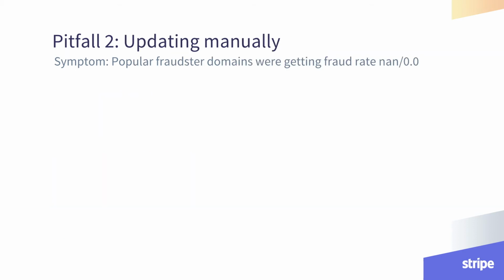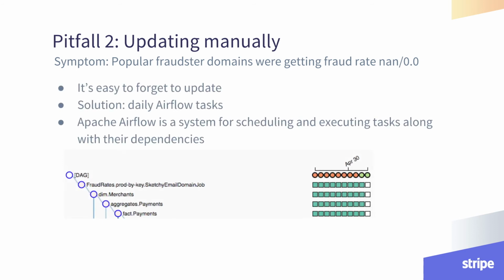Okay, so we built a system that computes fraud rates. We didn't actually build a system to compute them every night. And so the second thing to avoid is manual intervention, because someone's always going to forget to update these things. At some point, we noticed that some email domains that we know the fraudsters are using were getting an empty score. And this is because we hadn't updated our email domains in months.